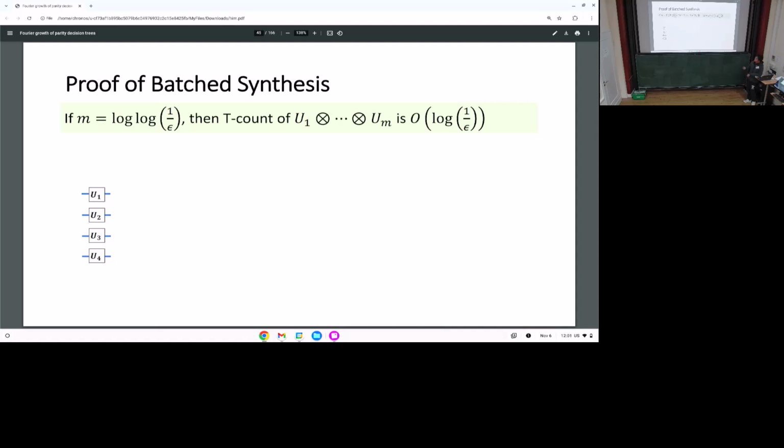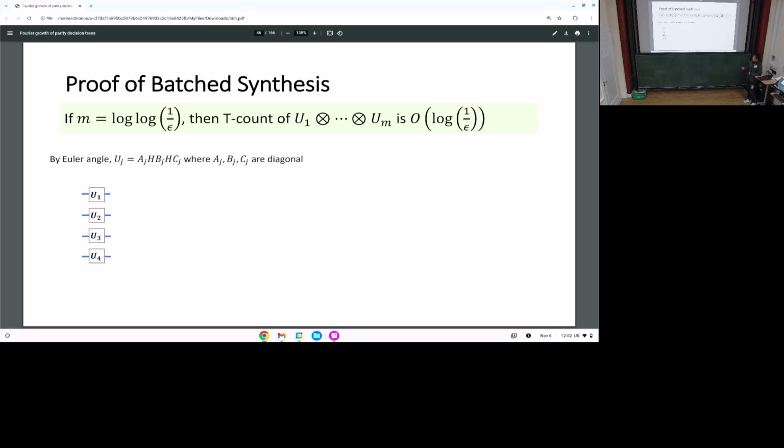So recall our goal is to set m to be log 1 over epsilon, and to show that you only need log 1 over epsilon many T gates to do that. So this is a circuit that's our target. And you can use a standard diagonalization trick. For example, you can use Euler's angle theorem, so that every single qubit unitary can be written as a diagonal unitary times Hadamard gate times diagonal unitary times Hadamard gate and another diagonal unitary. This is very standard in the literature.